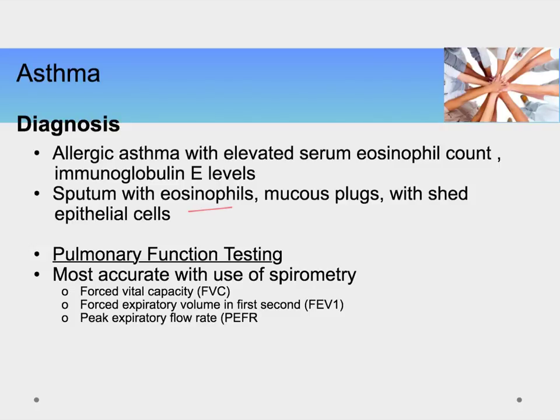At this point, we don't need to know how to interpret these results or anything. The main thing is to know that pulmonary function testing is really the best way to diagnose a patient with asthma or COPD. And these are things: forced vital capacity, forced expiratory volume, and peak expiratory flow rate. The patient blows into a little piece of machinery, and it can calculate exactly how much volume they can blow out, and when they take a deep breath in, how much they can pull in. And so it helps us determine the extent of a patient's pulmonary function.